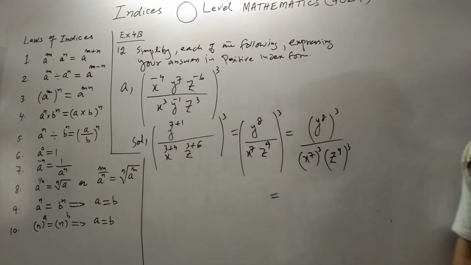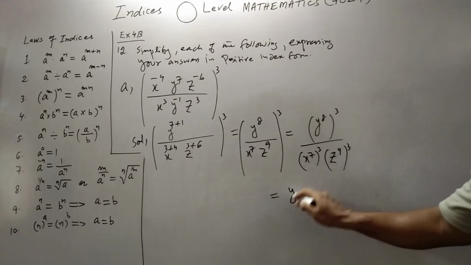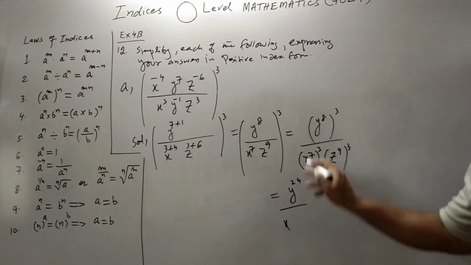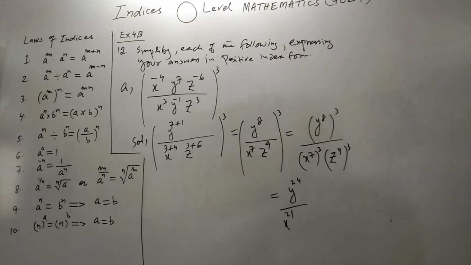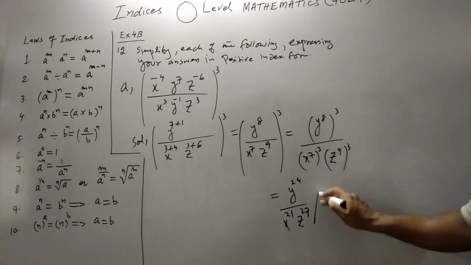Okay, the next is apply law number 3. Power to the power is always multiply. 8 3s are 24, 7 3s are 21, 9 3s are 27. Answer.